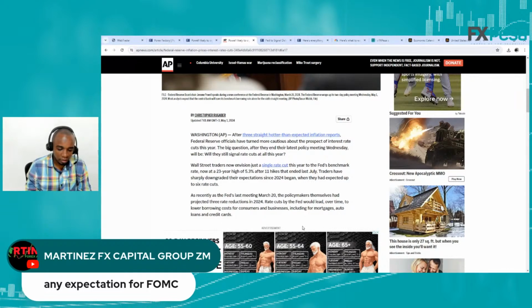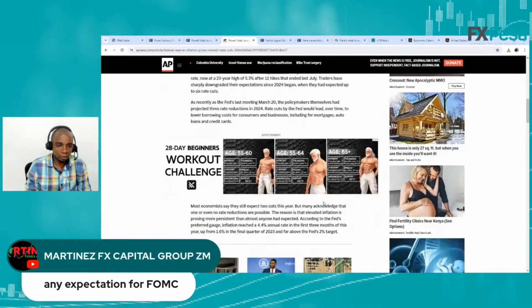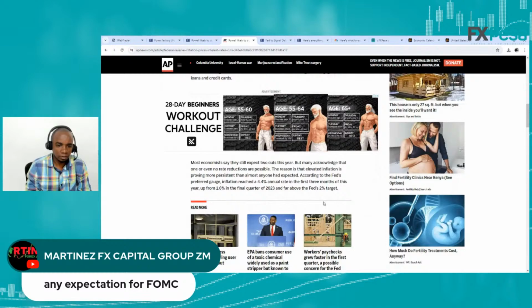So a lot of guys are really skeptical when it comes to the rate cuts. Guys are like, is it possible, right? But then again, we may be surprised.